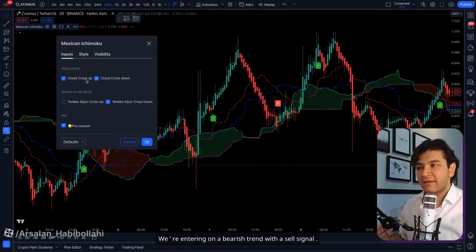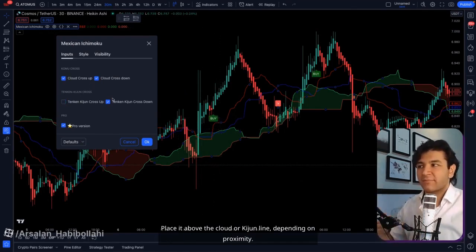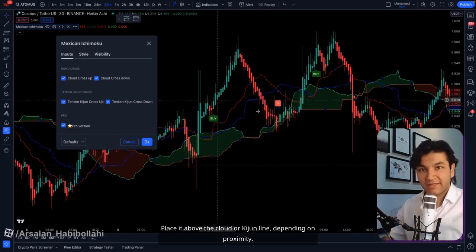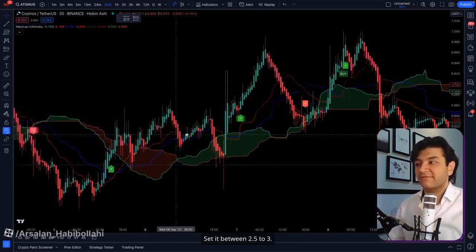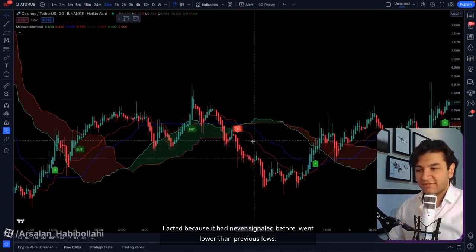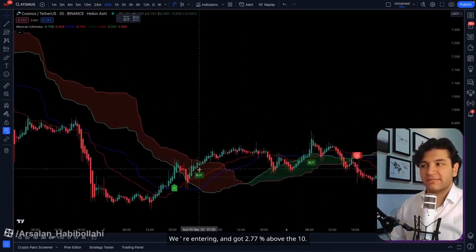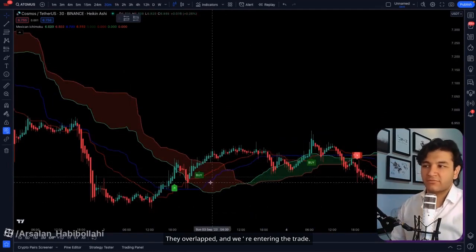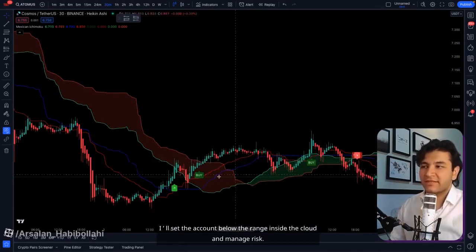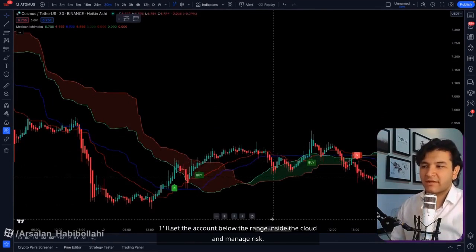We're entering on a bearish trend with a sell signal. Place the stop loss above the cloud or the Kijun line, depending on proximity. Set it between 2.5 and 3. I acted because it had never signaled before and went lower than the previous lows. We're entering, and got 2.77%. They overlapped, and we're entering the trade. I'll set the stop below the range inside the cloud and manage risk.